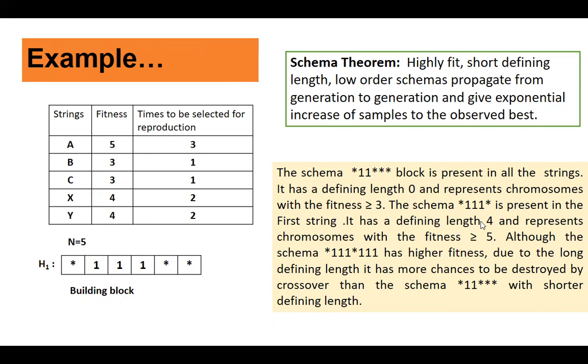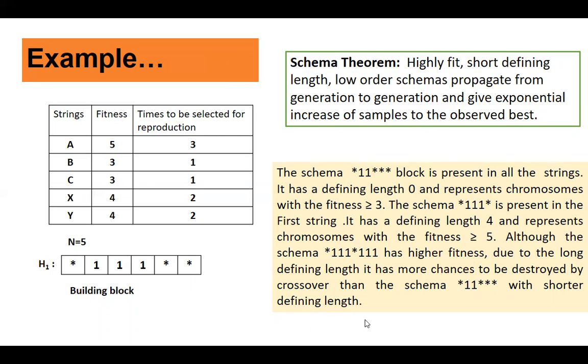It has a defining length 4 and represents chromosomes, right, with the fitness greater than or equal to 5. You know the fitness here. Although the schema star triple 1 star triple 1 has higher fitness, because for fitness we are counting the number of ones, so it has fitness 6, right? It has higher fitness, but due to its long defining length, it has more chances to be destroyed by the crossover than the schema star 1 1 star, because that defining length is very small. So what we are trying to say is the schema should have a short defining length.